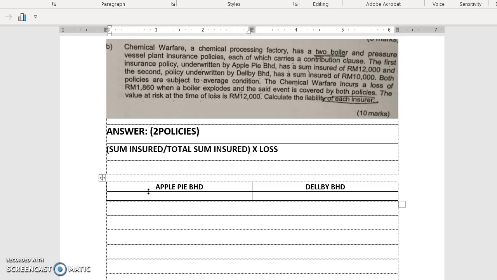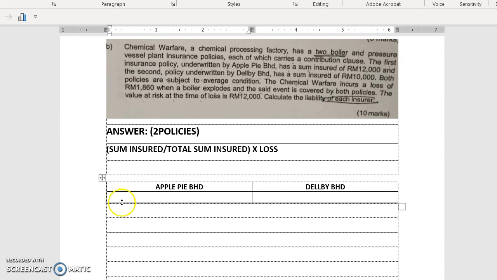So that's why you have to divide the table here into two insurance policies. The first insurance company is Apple Pie Berhad, and the second is Delby Berhad. For Apple Pie Berhad, the sum insured is 12,000. So you have to calculate the amount of sum insured for Apple Pie Berhad, which is 12,000.